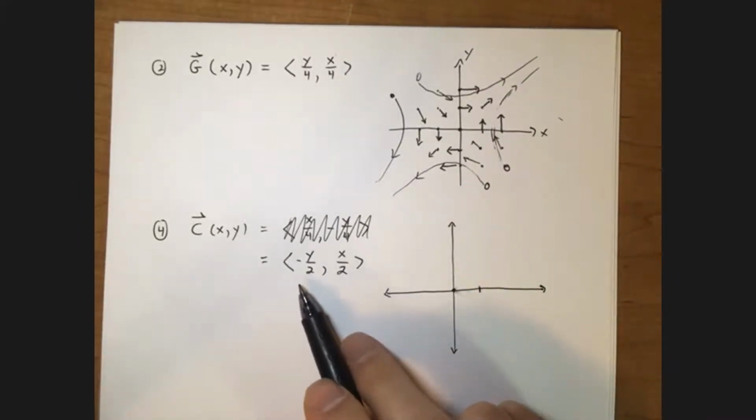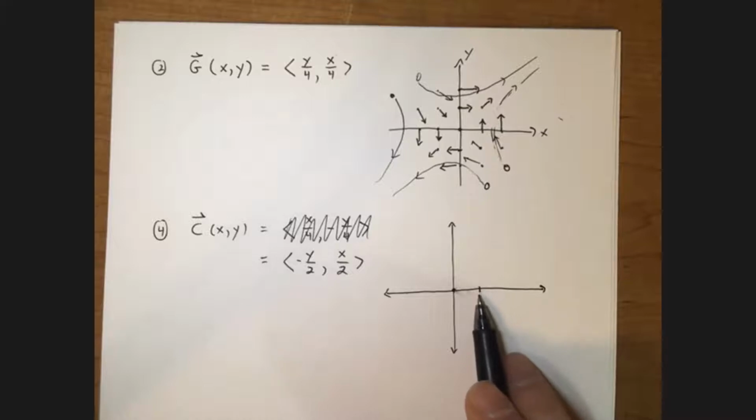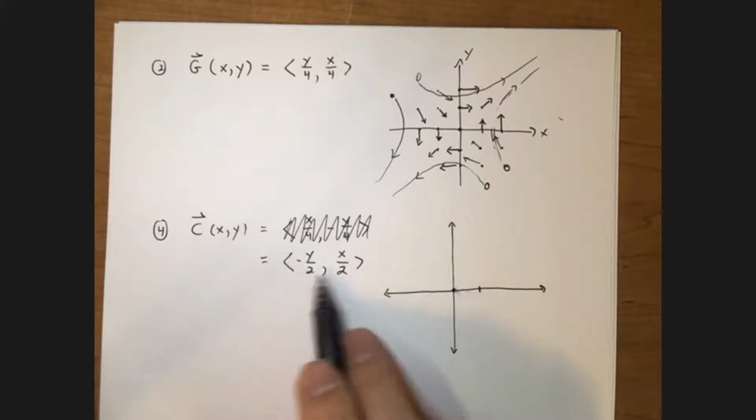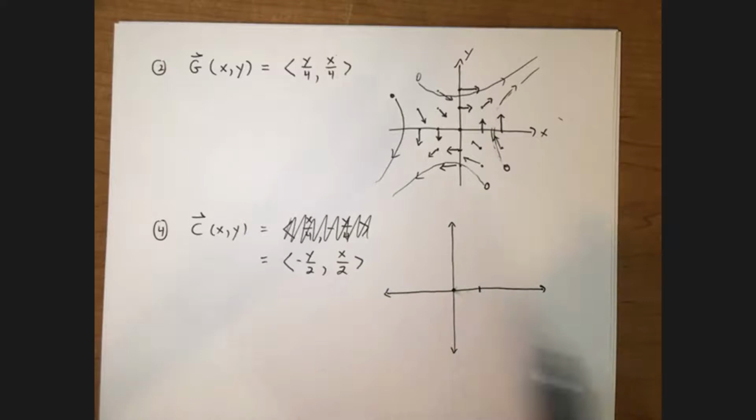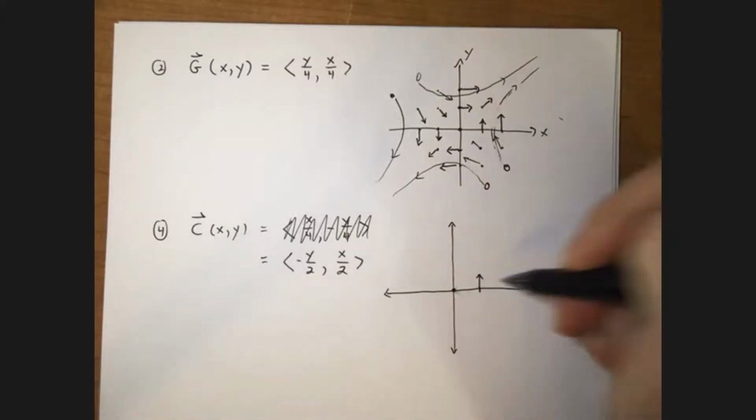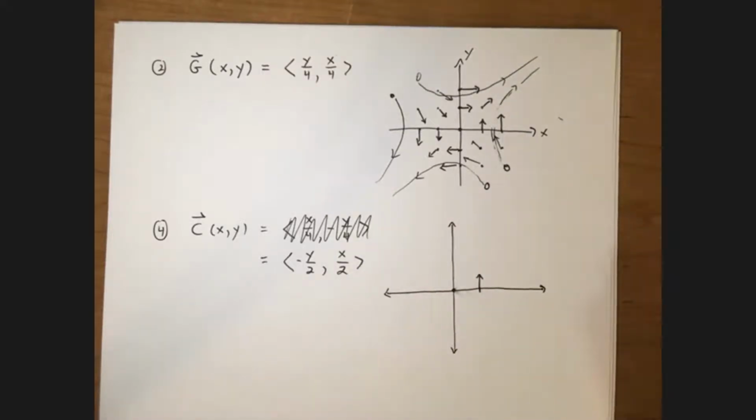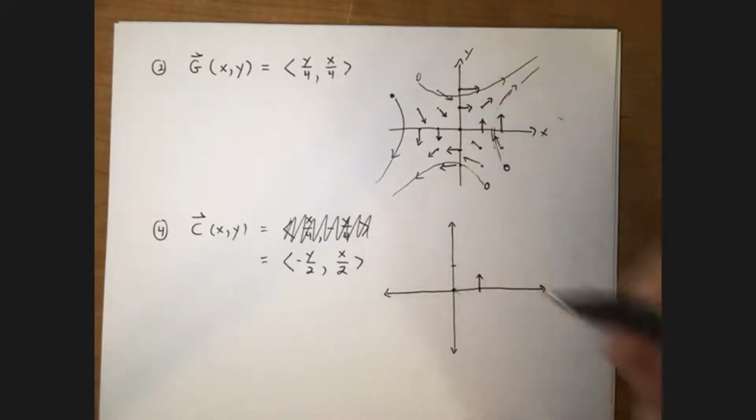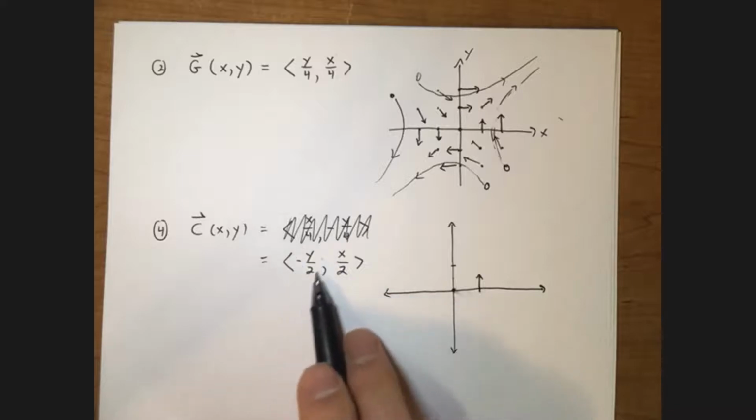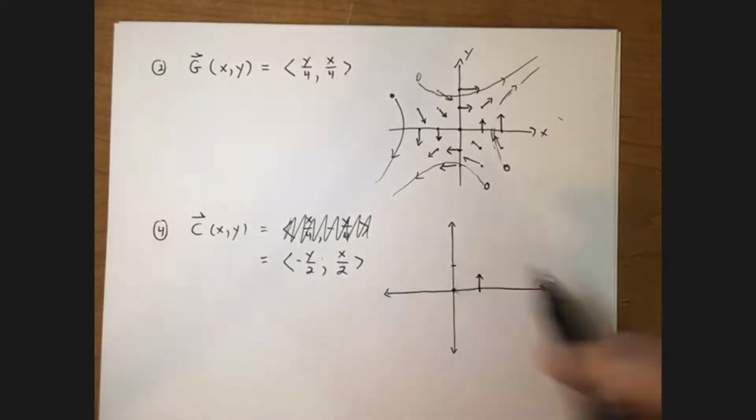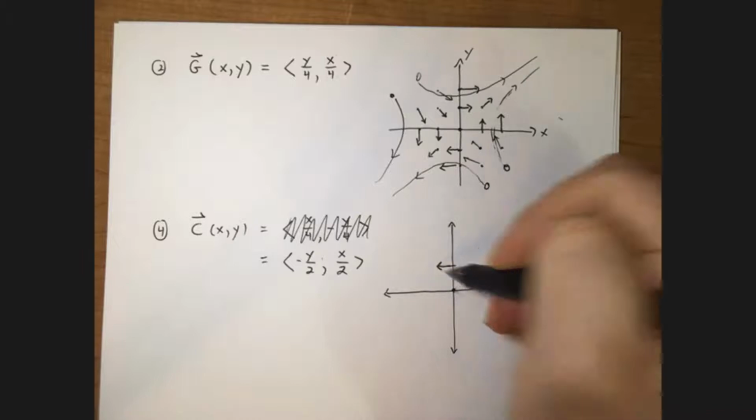Okay, so what's going to happen here? I'm at the point 1, 0. So x is 1, y is 0. That means this is 0, and this is 1/2. So my vector is 0, 1/2, so I'm pointing up this way. Now what if I go to the point 0, 1? Now x is 0, y is 1. So this is -1/2 and this is 0. So that's this vector over here.